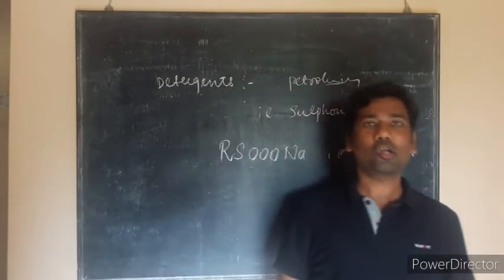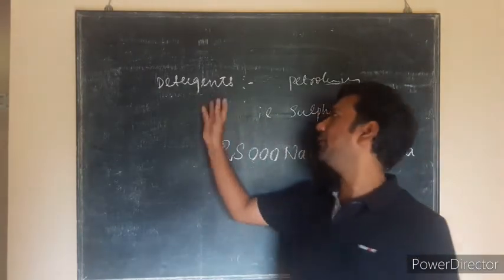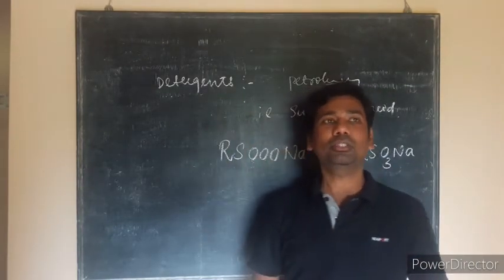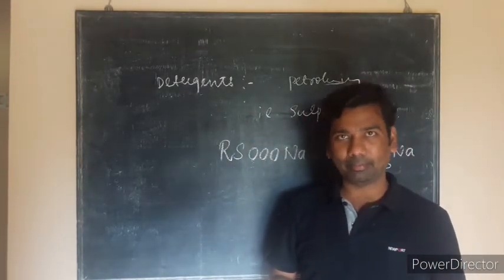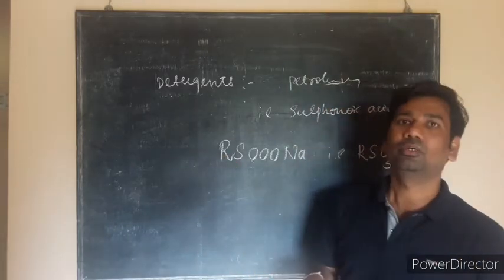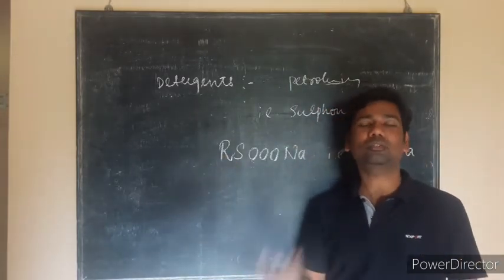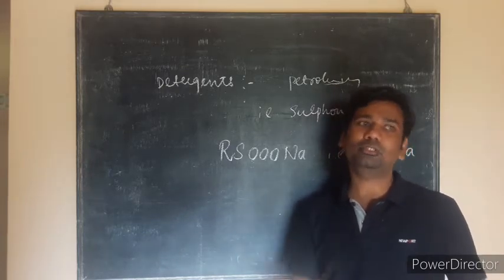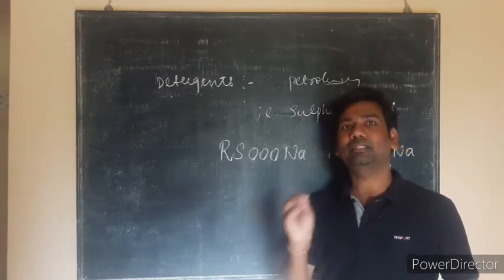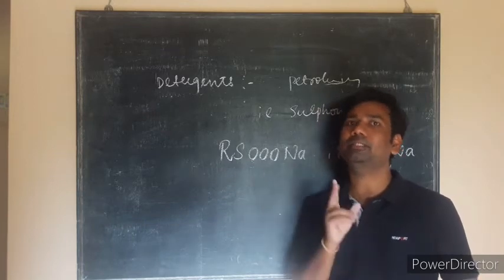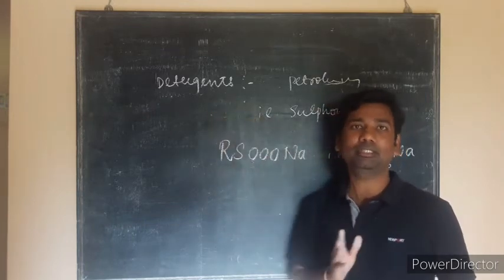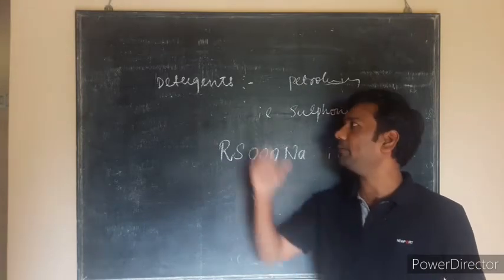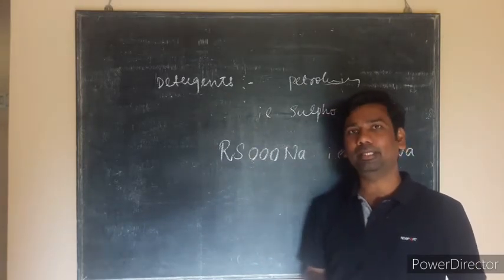The main drawback or limitation of detergent is that it is non-biodegradable. If you use detergents in large quantity, they will not be disposed of. They will remain as they are, and that will pollute our environment. That is the main limitation of detergents compared to soap. Soaps are biodegradable and detergents are non-biodegradable.